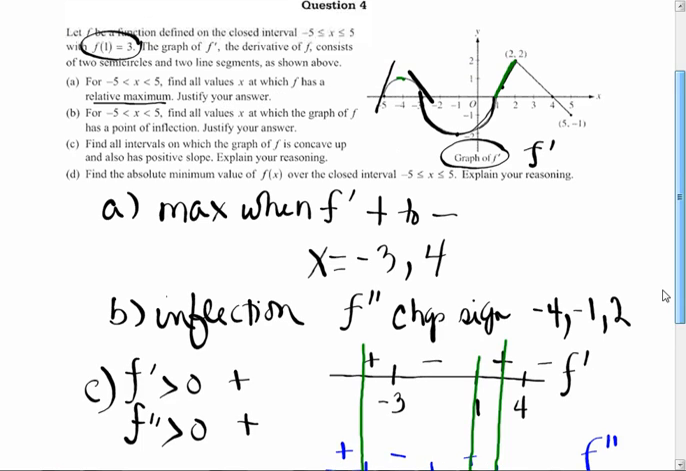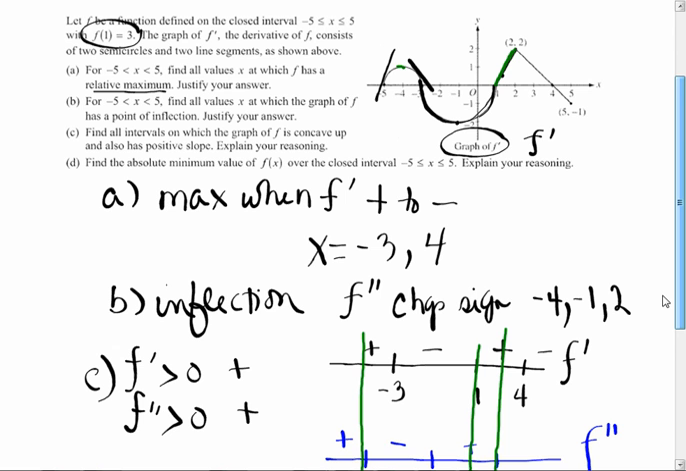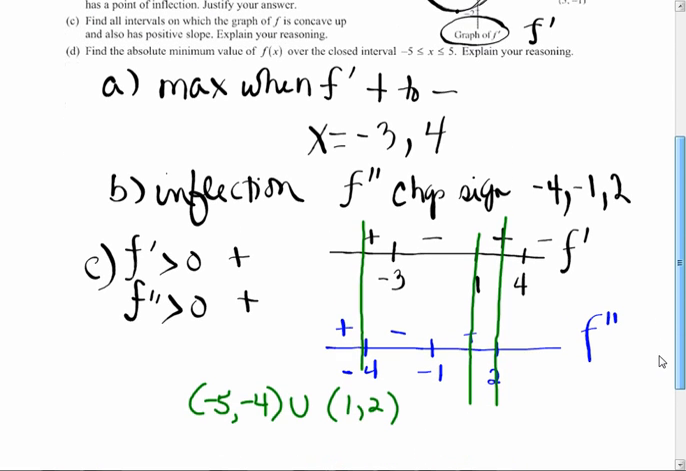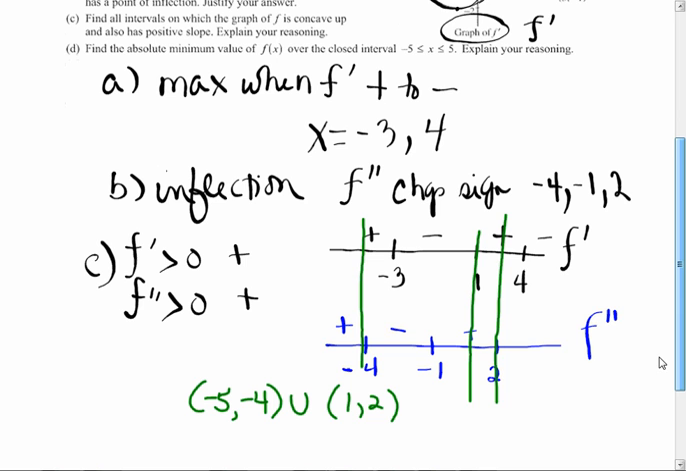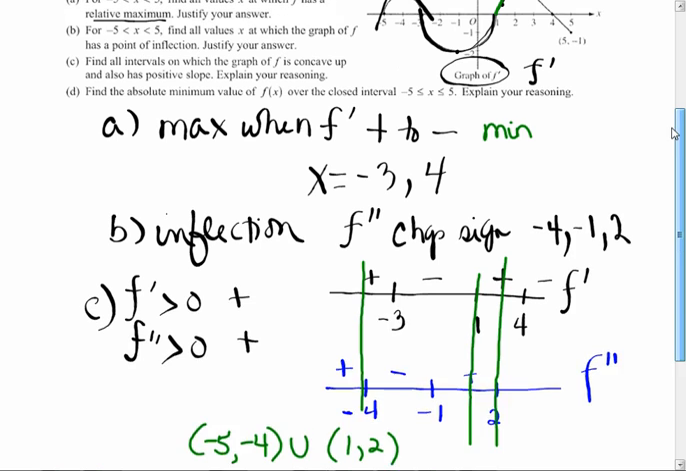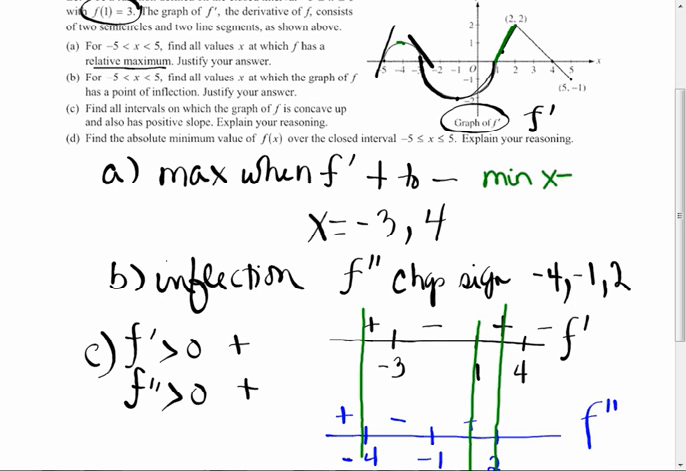Okay, what's the last thing? Find the absolute minimum value on the closed interval. We know where the derivative changes sign, right? Where's our minimum? Let's go ahead and put this in right here. There's a minimum where? At x equals what? 1. So that's a candidate.